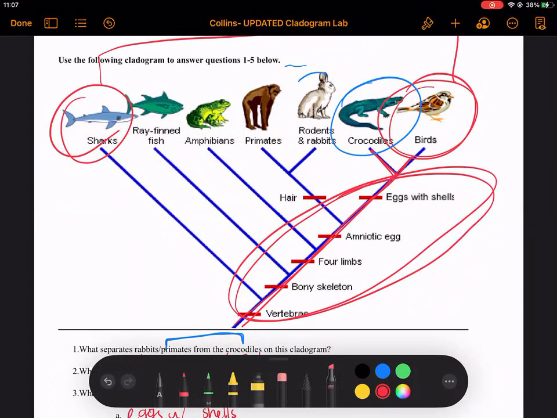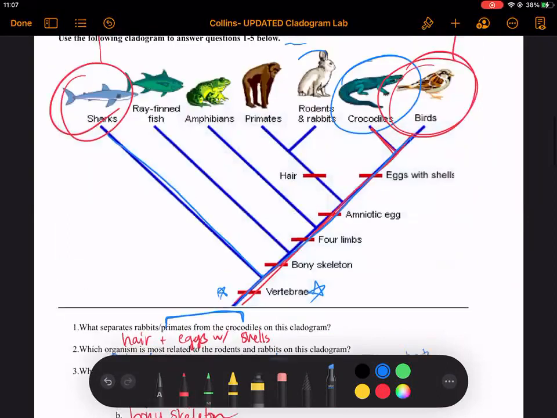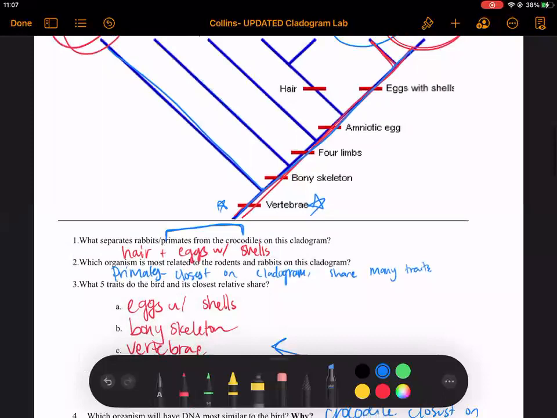What is the one trait that they share? Out of these 5, what's the only one that they have in common? What do we think? Go ahead and put it in the chat if you know. What is the one trait that these sharks and birds have in common? They both have what? Vertebrae, right? So the sharks and the birds, as Jocelyn said, are farthest apart on this cladogram, which means they're not closely related at all. The only commonality they have is that they both have vertebrae.